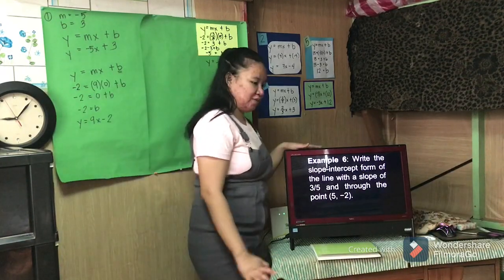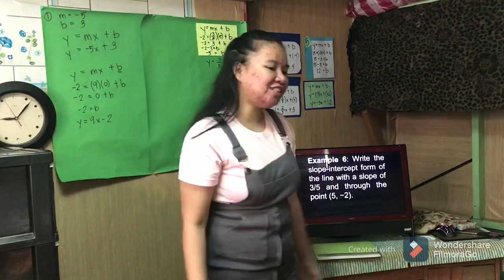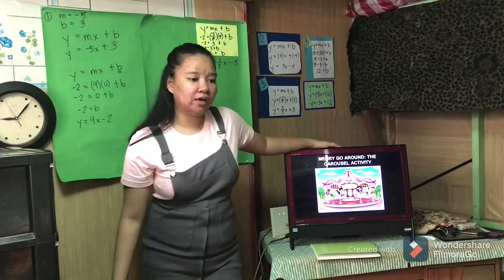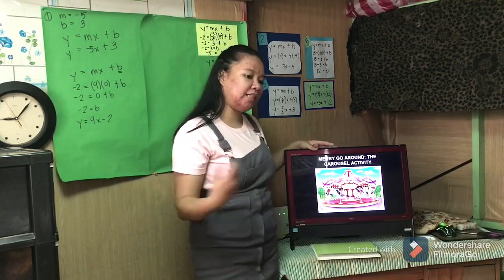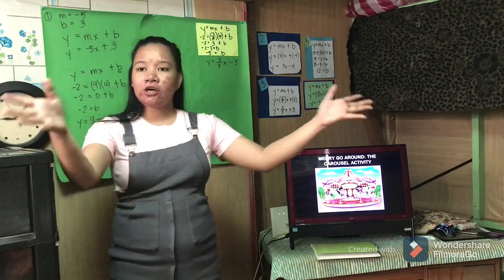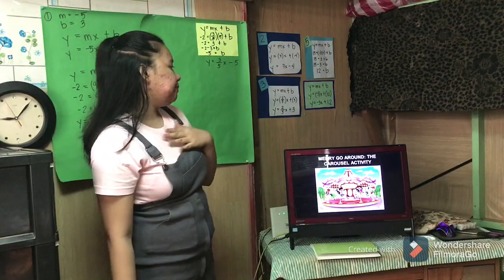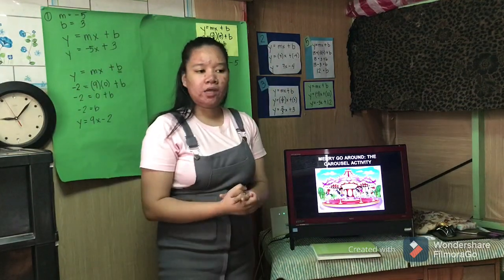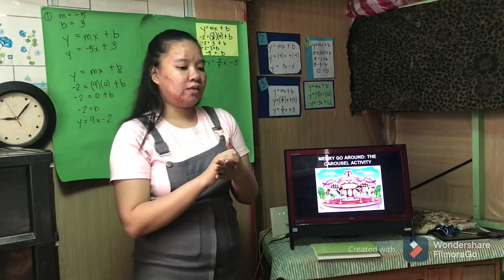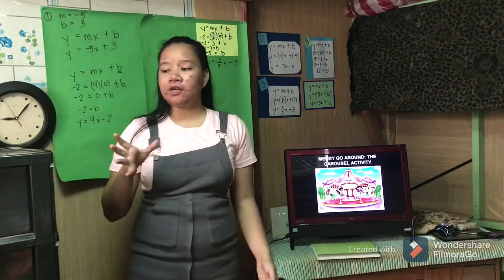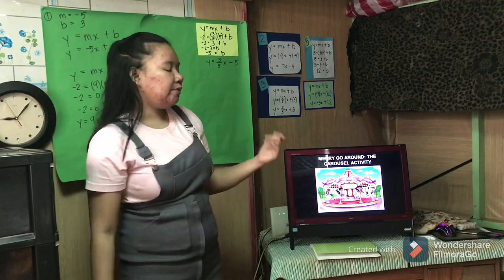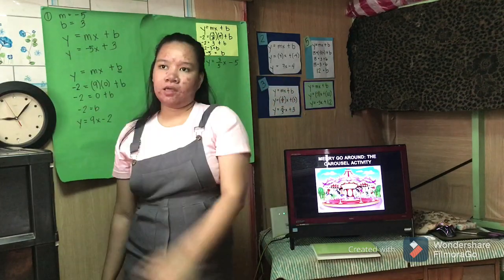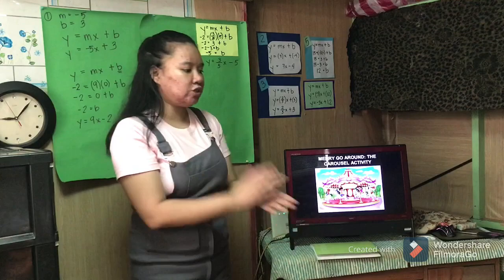Okay. Now, let me know if you fully understood this topic. We have here an activity called merry-go-around, the carousel activity. In the four corners of this room, I have pasted some questions in every corner. I will group you into 6. Every group has to stand in front of the number that you will see in the corner of this room. So, let's start. Count 1 to 6.